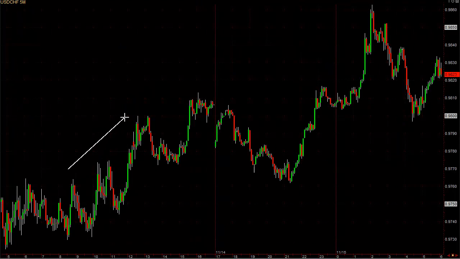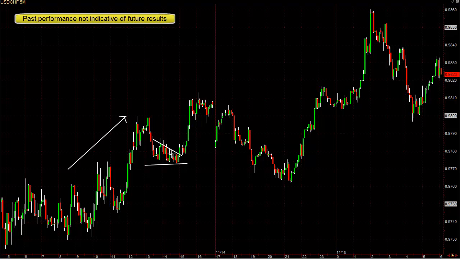Here's another one. You can see on this day the trend was up, the market pulled back, and you have like a little wedge pattern right here. You might have got in right here and put your stop underneath the low of the sideways range, and it took about 20 minutes, and then the market shot up about 20 pips or so.